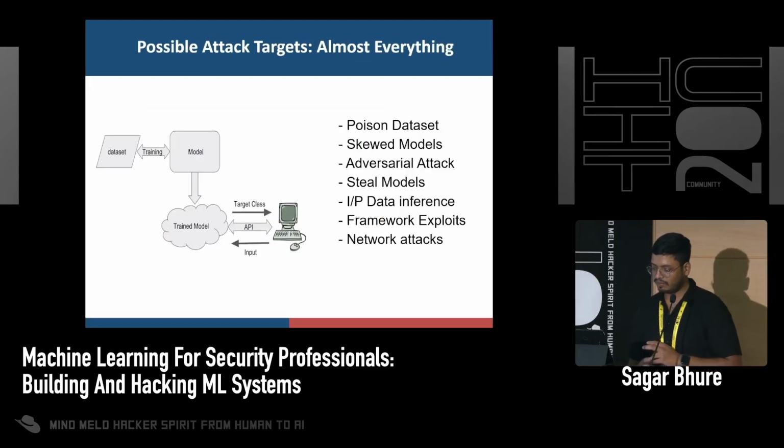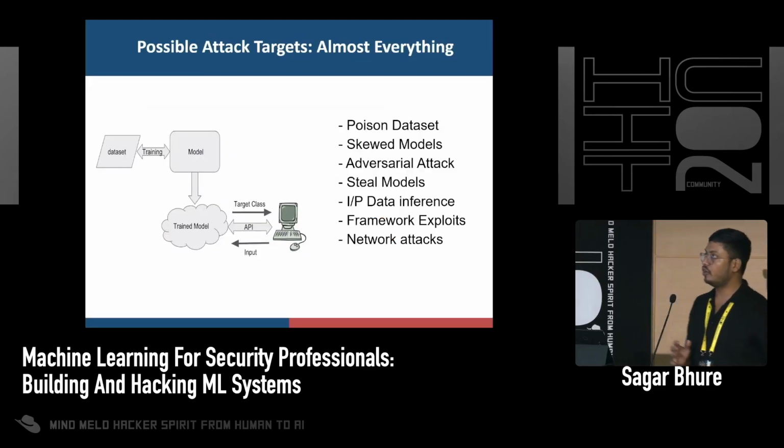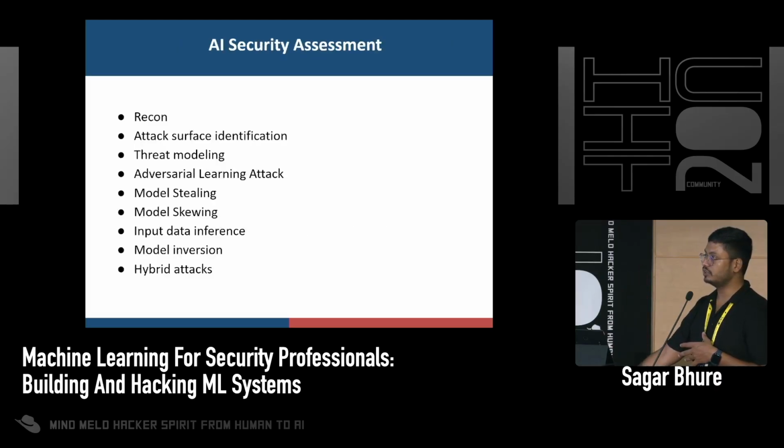Okay, so this is a possible attack surface on machine learning deployments. Number one can be a poisoned data set. The other thing can be skewed models. Wherever the model takes input from users, the model can be skewed, and then you can have adversarial attacks, which we are going to demo probably in the next slide. You can steal the model from the outside, which can be a black box attack, and some other network and framework exploits.